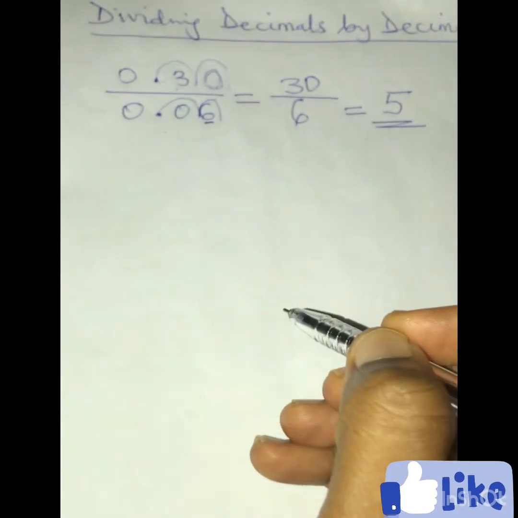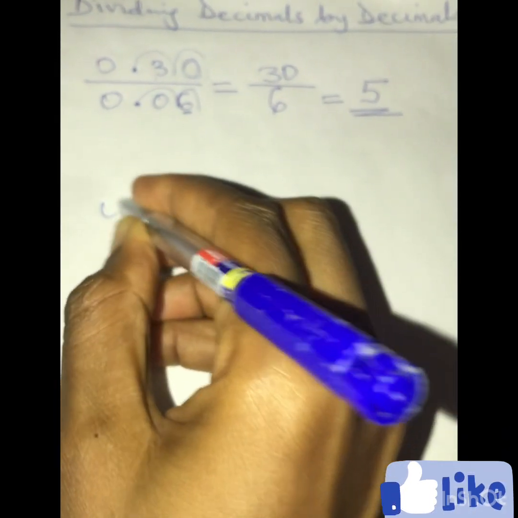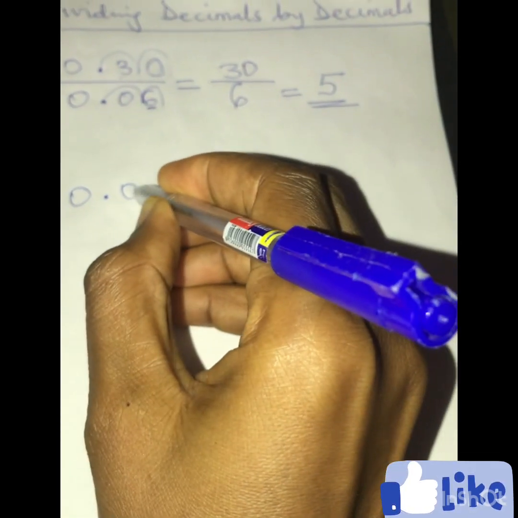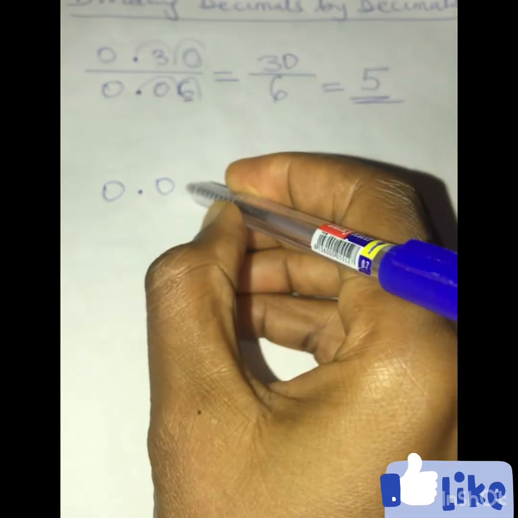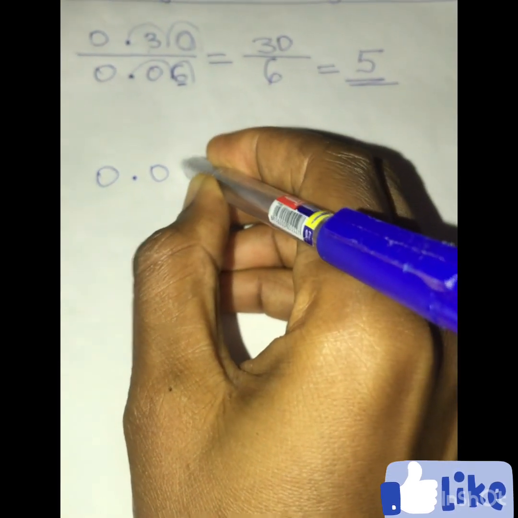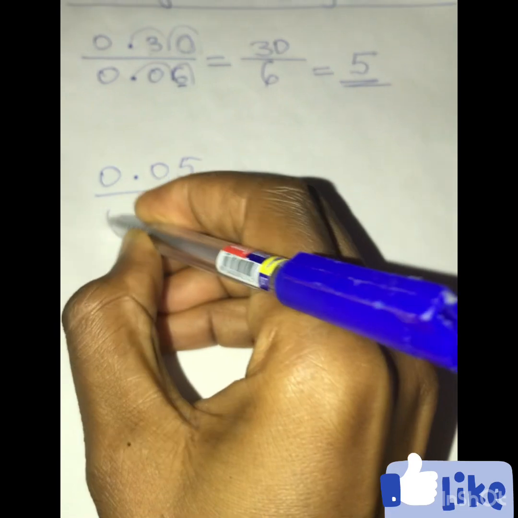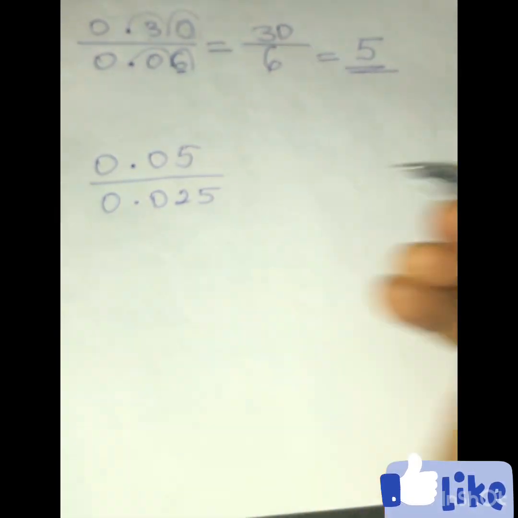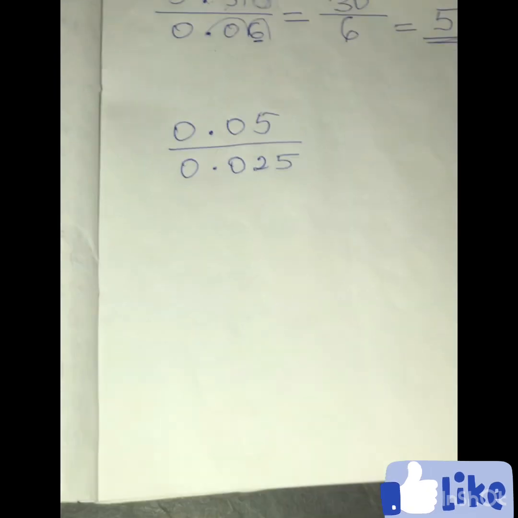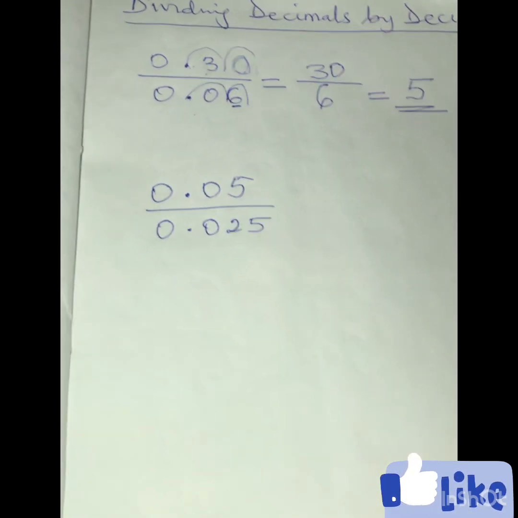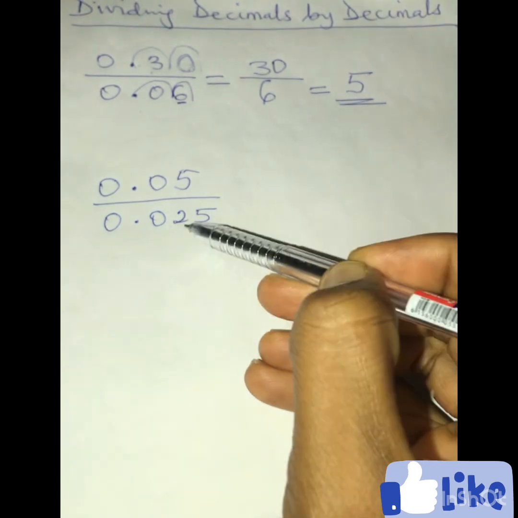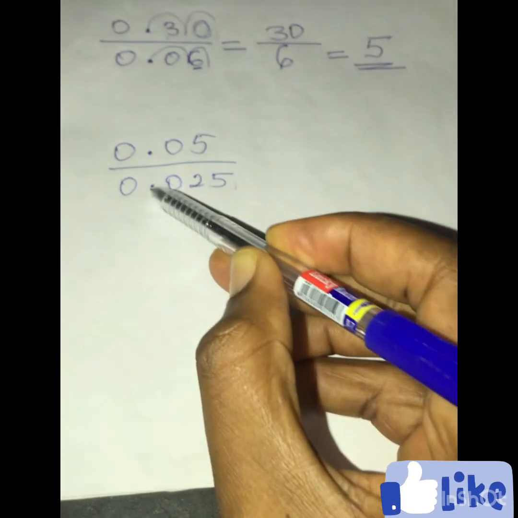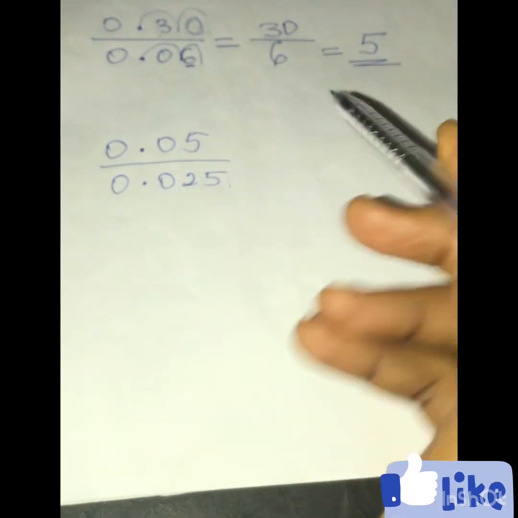Now let's look at another example. We'd say 0.05 divided by 0.025. Now let's do the same thing we did to the first example here also. The first thing is what? To count the decimal places. You have 1, 2, and 3. That means you're going 3 times, and the same thing here.